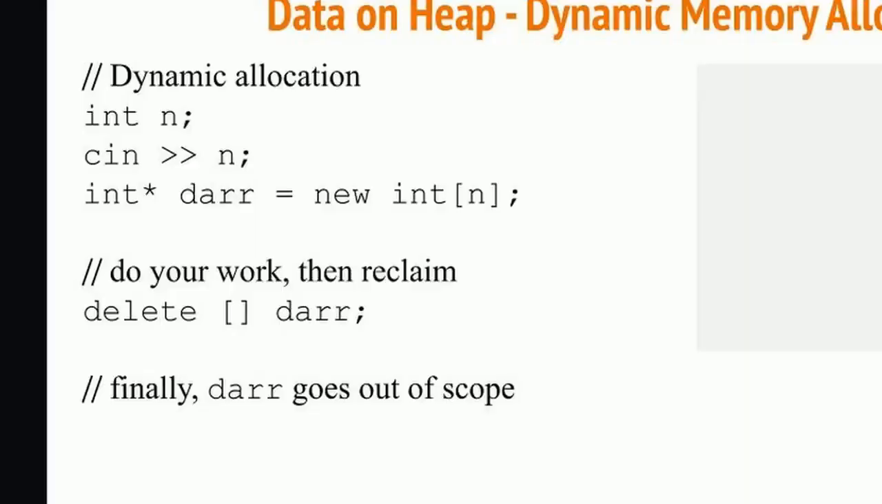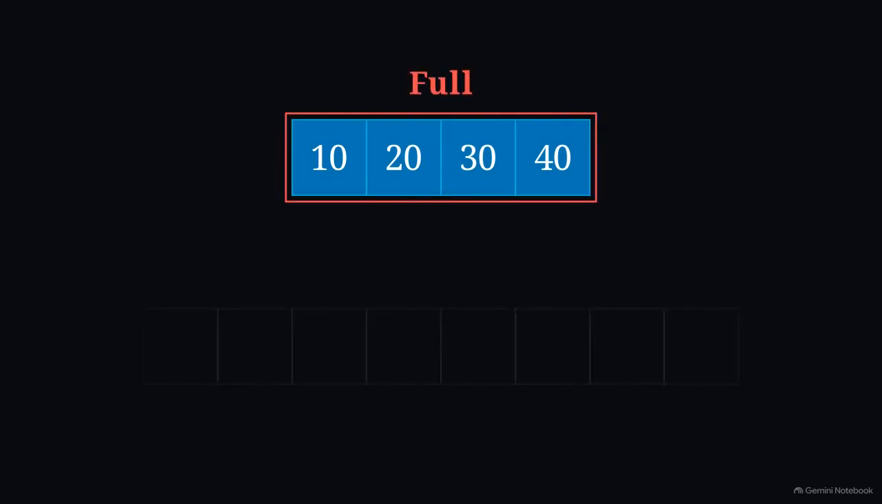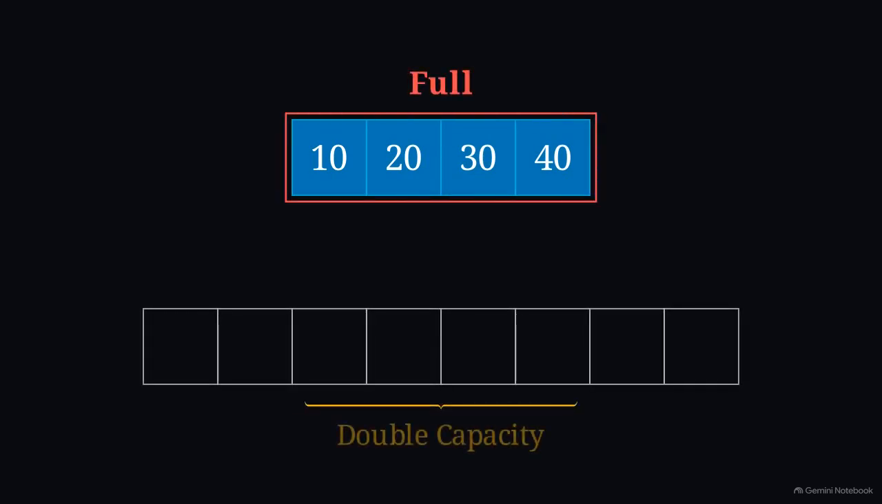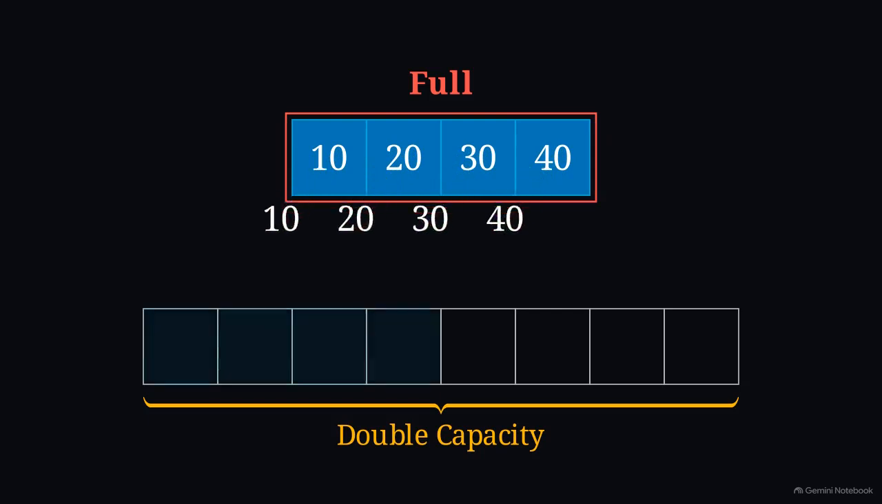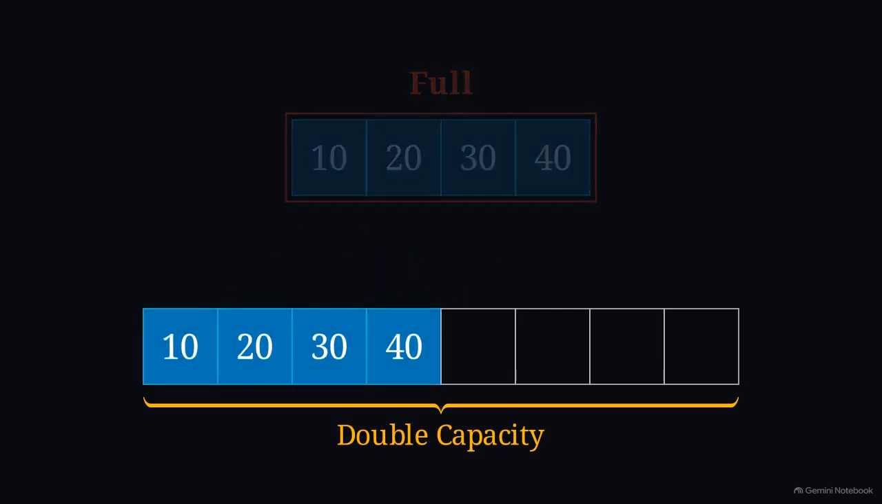We overcome size limits by using the heap. This C++ code shows how the new operator requests flexible memory space at runtime. Notice the delete step. It's required to manually reclaim that space once the work is done. This is how dynamic arrays, like vectors, work. When the array reaches its limit, it automatically allocates a new block, usually double the original size, and moves the data over behind the scenes.